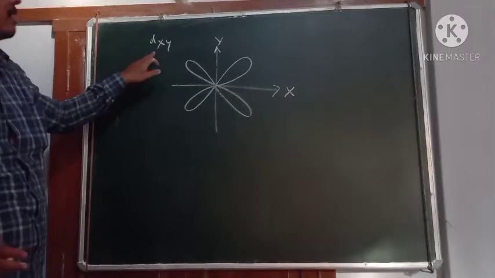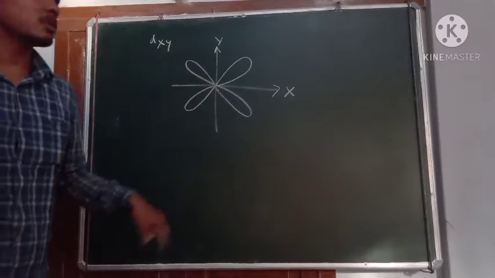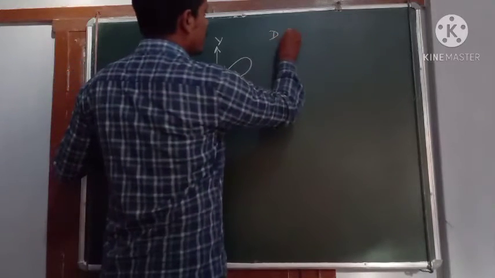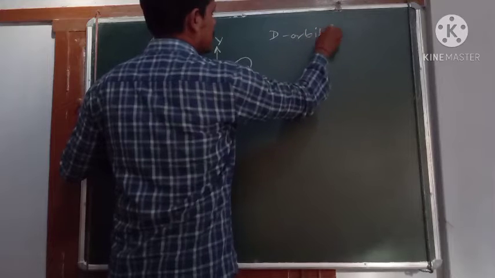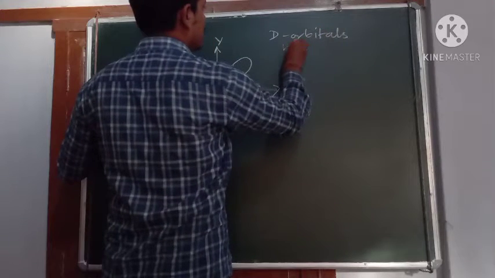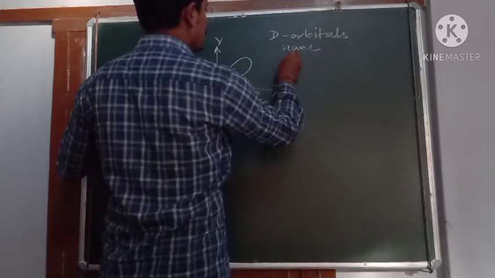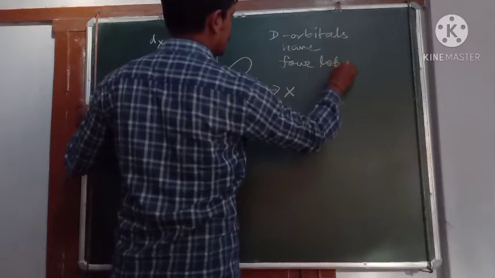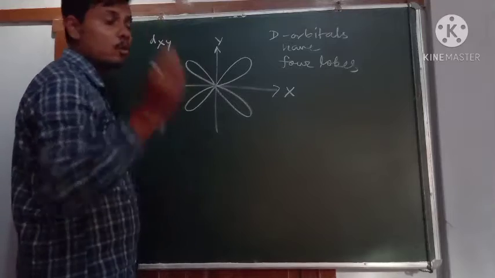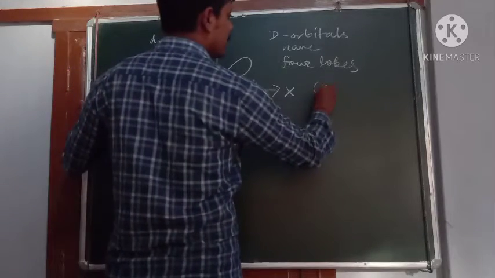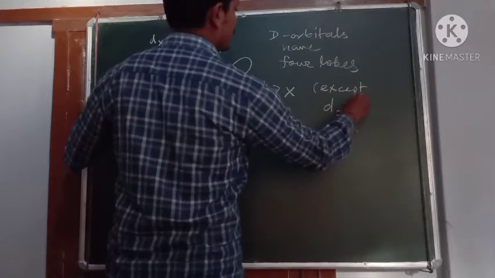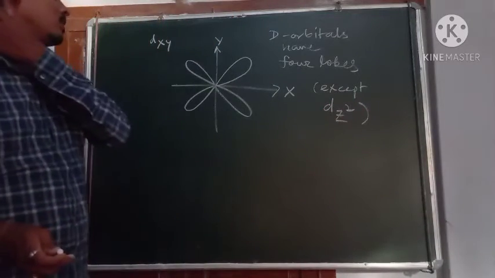The orbital will be between dxy, meaning it lies between x and y. So remember, d orbitals have four lobes, except dz square. So d orbitals have 4 lobes.